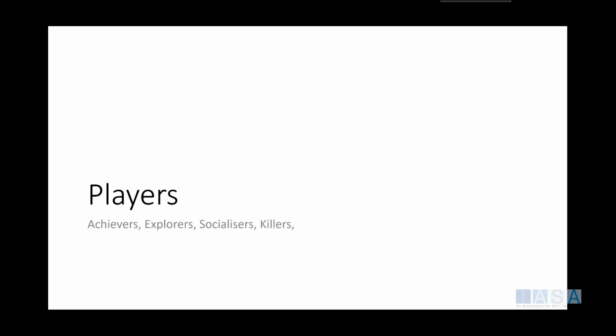Another type of players are killers. This is a type of player for whom power is the goal of playing. They would like to have bigger power. They would like to explore the world only to be able to get this world, to have bigger influence, and to have huge power.